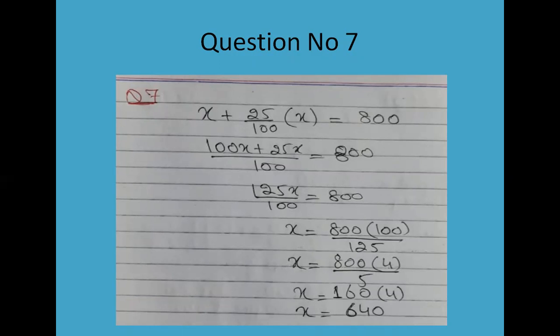Take 100 and 125 to the other side. So 100 is dividing; when it goes to the other side, it will multiply. 125, which is multiplying with the X, when it goes to the other side, it will divide. So X will be equal to 800 multiplied by 100 divided by 125. So you can cancel 100 and 125 with the table of 25. So you will have 800 multiplied by 4 divided by 5. So 800 can be divided by 5, and it will be 160 multiplied by 4, and that will be 640. That's how you do question number 7.